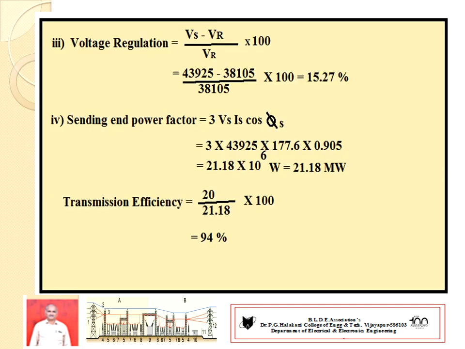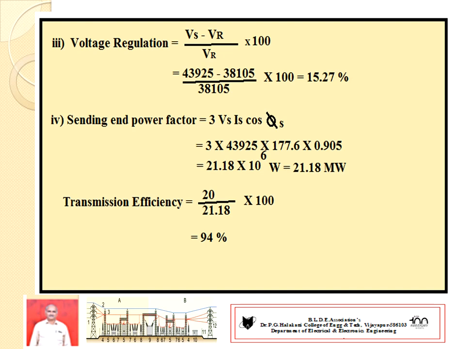So after knowing Vs and Vr, it is very easy. What is asked in the problem? Voltage regulation, that should be equal to Vs minus Vr divided by Vr into 100, all with respect to phase values. Substitute, you are going to get 15.27.